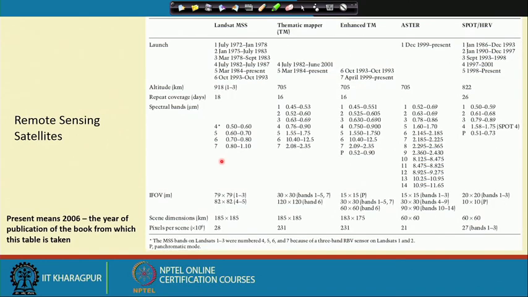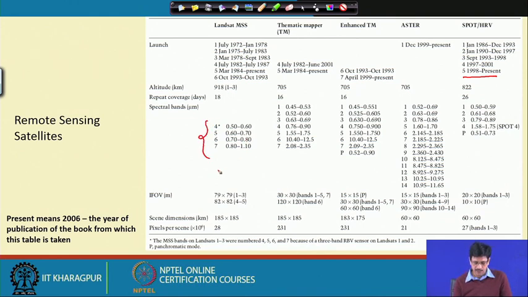So here we could see this is Landsat, some of the summary data of the remote sensing satellites, and what is marked here as present is in fact taken from a book on mineral exploration from way back in 2006. So this gives an idea about what satellite data were there till that time. You could see a satellite camera like ASTER, the Advanced Spaceborne Thermal Emission and Reflection Radiometer, which operates in the thermal infrared range of the electromagnetic spectrum. And the multispectral scanner was working within the spectral bands 4, 5, 6 and 7: 0.5 to 0.6, 0.6 to 0.7, 0.7 to 0.8, 0.8 to 1.1 in terms of micrometer.